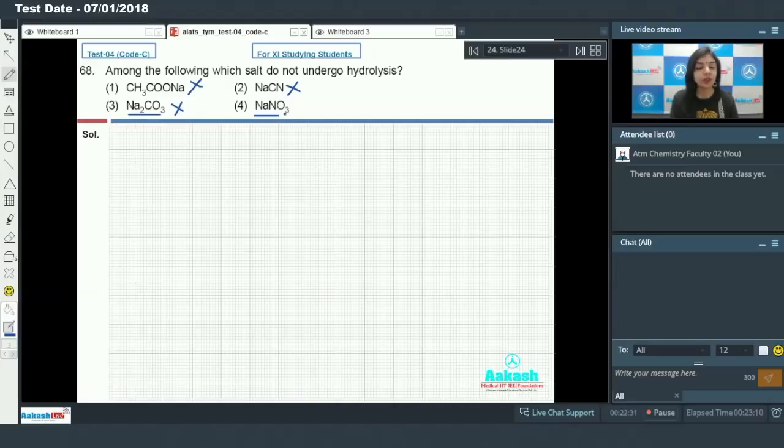Now we have sodium nitrate, which is composed of sodium hydroxide and nitric acid. Sodium hydroxide is a strong base and nitric acid is also a strong acid. So it will not undergo hydrolysis. So option number 4 will be the correct answer.